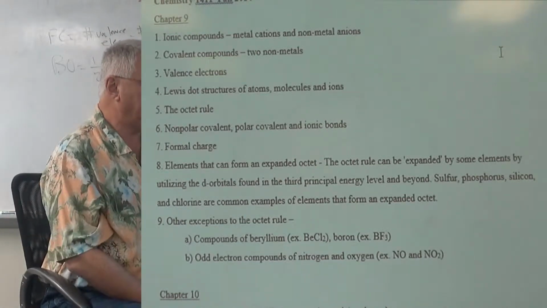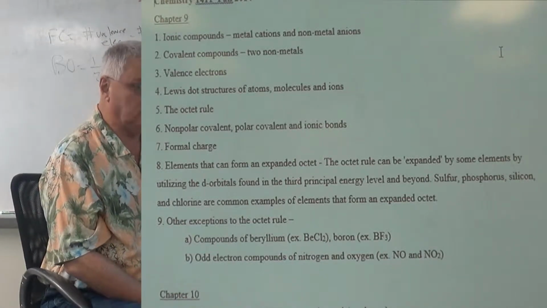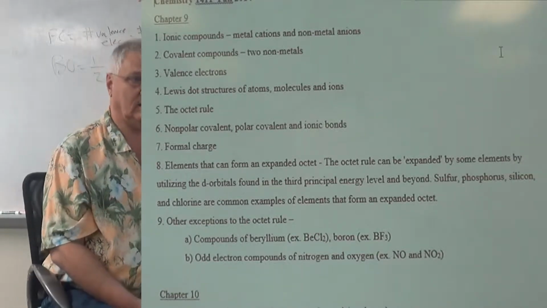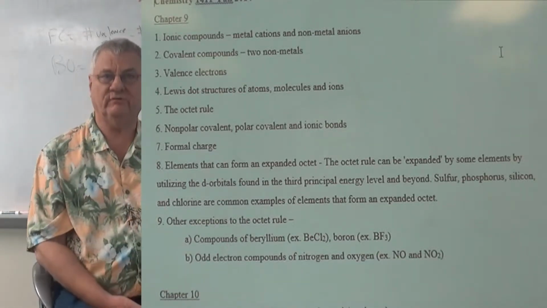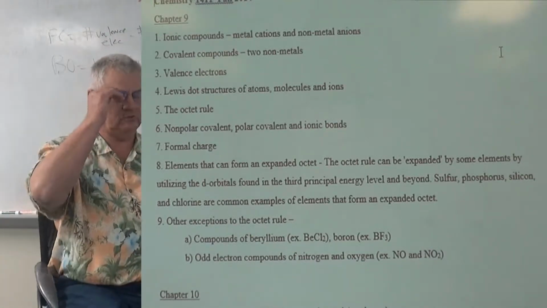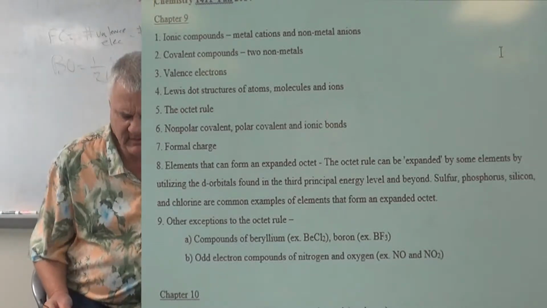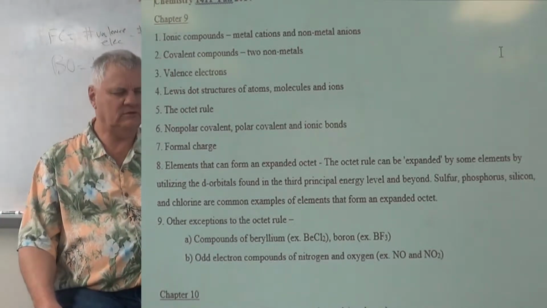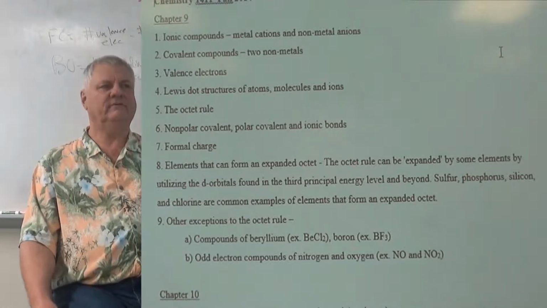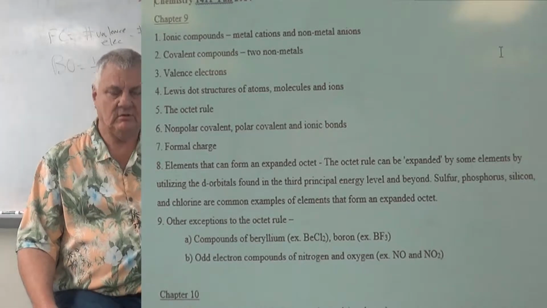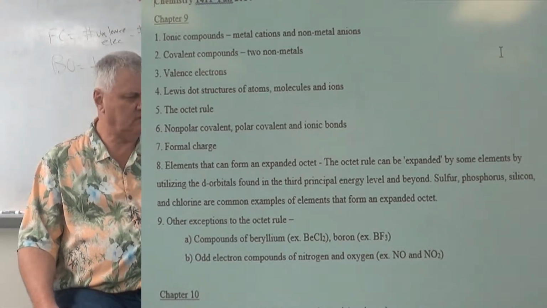Generally speaking, the greater the difference in electronegativity, the more ionic the bond is and the less covalent the bond is. A perfect covalent bond, of course, would have a difference in electronegativity of 0. Like if you have a carbon bonded to a carbon, they have exactly the same electronegativity, and so their difference would be 0.